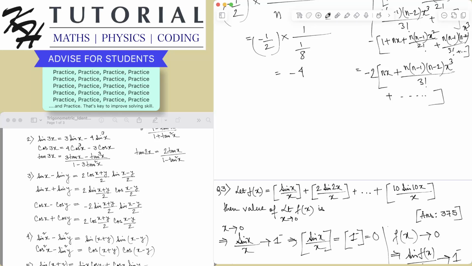Definitely it will not be the case that the entire problem will be solved only using the standard results of limits of trigonometric functions, but some other concept might also be used.